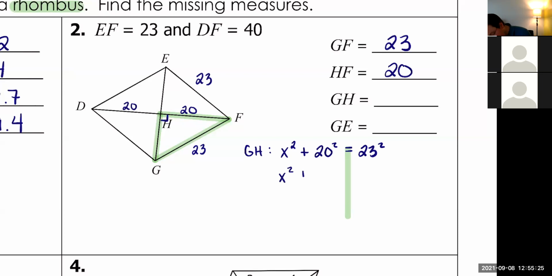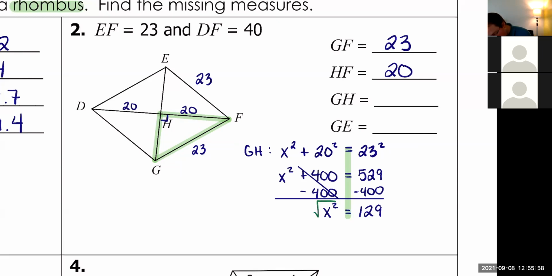X squared comes on down. 20 squared, I believe, is 400. 23 squared, I don't know that one off the top of my head, 529. I'm going to subtract 400 from both sides. That leaves me with x squared equals 129.